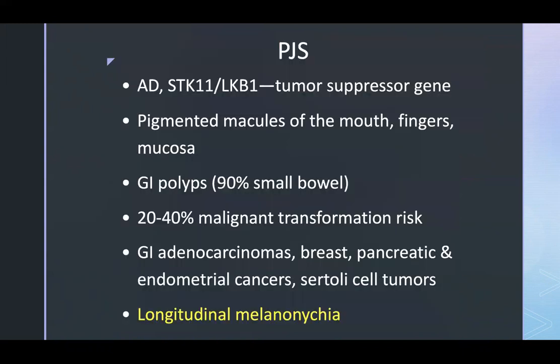Peutz-Jeghers syndrome is a result of an autosomal dominant defect in the STK11 or LKB1 gene, which is a tumor suppressor gene. This would explain the increased risk of malignant transformation and association with many different types of cancers, including GI adenocarcinomas, breast carcinomas, pancreatic and endometrial cancers, and Sertoli cell tumors. For all the nail fans out there, these patients also get longitudinal melanonychia.